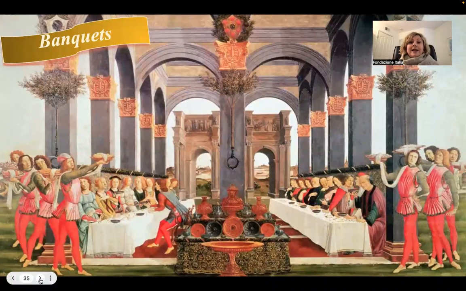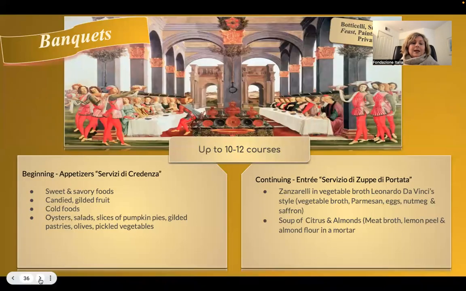That was an everyday meal, but what about banquets? Well, banquets were a lavish deal. They were up to 10 to 12 courses. They began with appetizers called servizi di credenza, and later we will see what a credenza was. There was everything that could be served cold, to then continue with the entrees, which were pasta and soup.